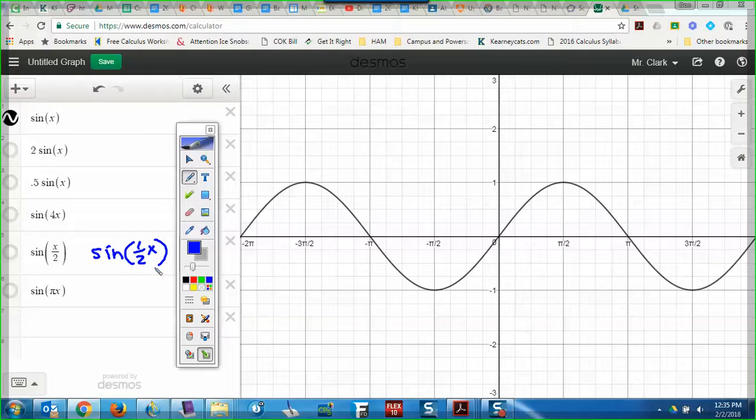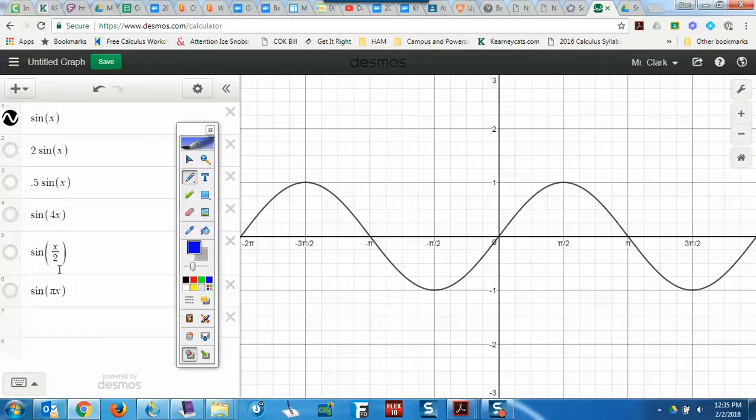Horizontal what? It's going to be a stretch. Remember, it's the opposite. So if you get a 1/2, this one compressed vertically, but this is actually going to stretch it by a factor of 2. Or another way to think about it, there's going to be half a cycle for 2 pi. So only that first part of it. So again, that's a stretch. So this point right here that was pi has been stretched out to 2 pi.